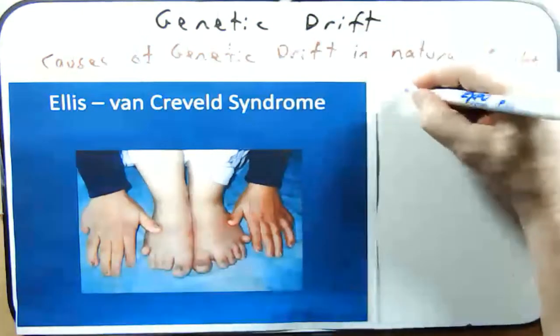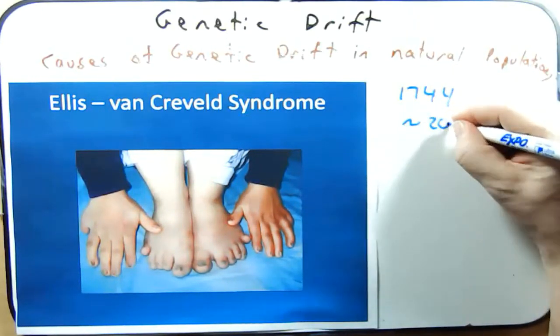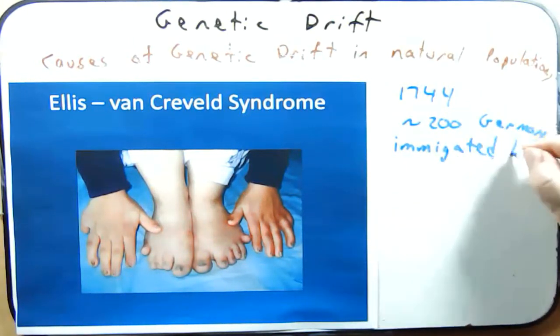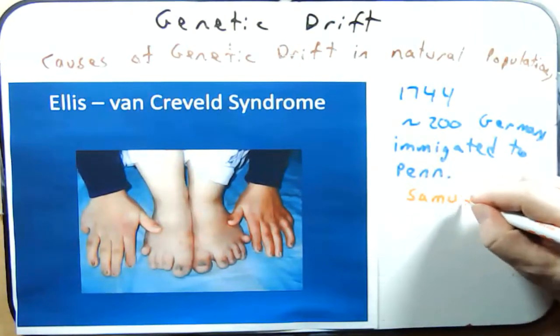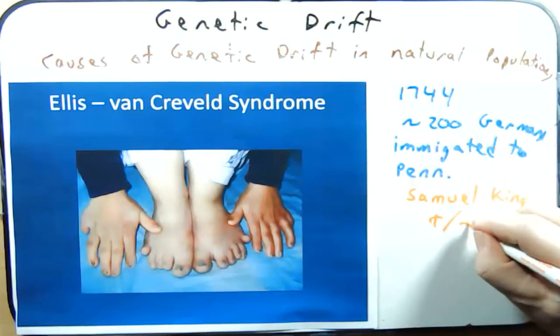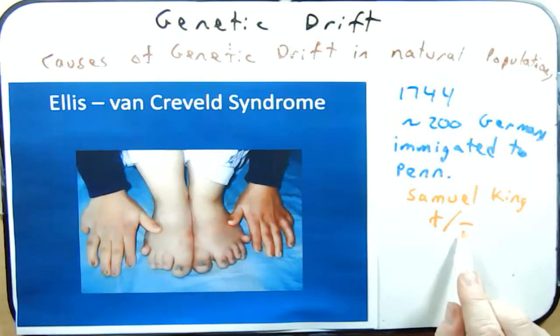Well, it turns out that in around 1744, approximately 200 Germans immigrated to Pennsylvania. One of these individuals, his name is Samuel King, is thought to have been a heterozygote for this syndrome, meaning he didn't have the disease, but he was, say, plus minus for this syndrome. So he was able to pass this mutated allele onto his progeny. In fact, every individual in the present community that has this syndrome can trace their ancestry back to Samuel King.